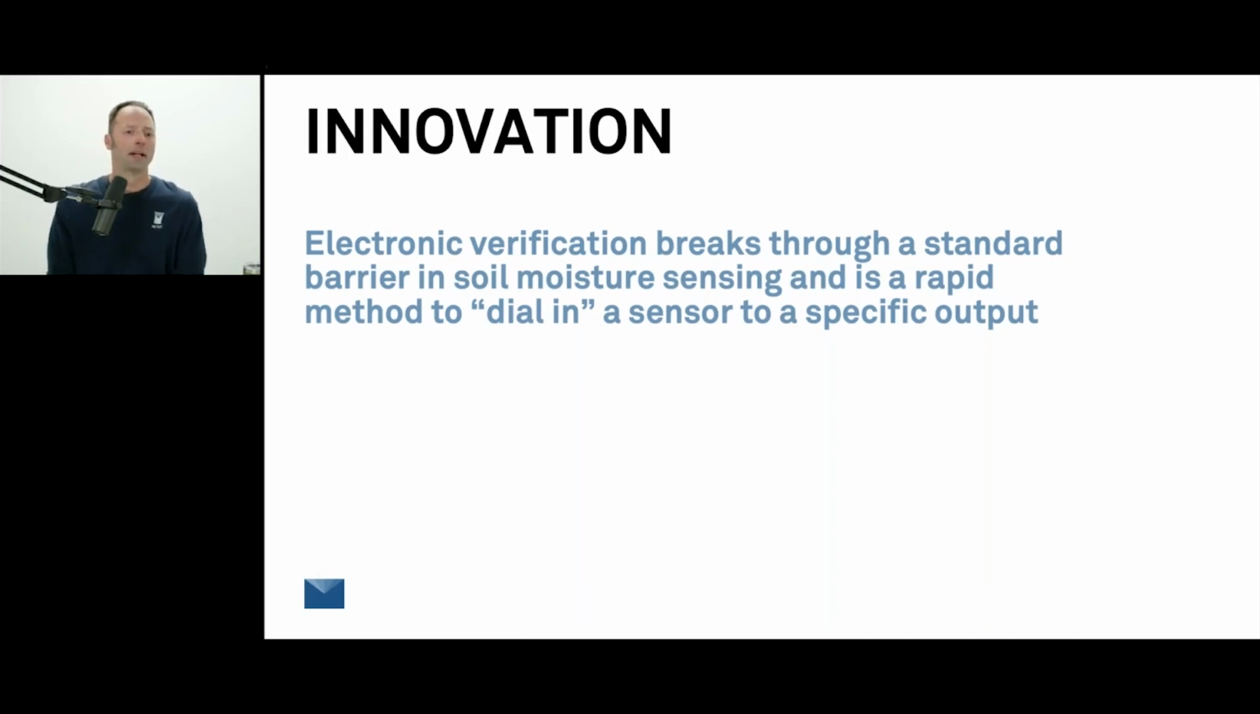So we've recently had, within the past 5 years here at Meter, an innovation in soil moisture sensing. And that's using an electronic standard to tune sensors, or dial them into a specific output across a range of water contents. This lets us work with a lot of sensors, and it also gives us a very repeatable process that reduces variability in both normalizing sensors and in verifying them later.